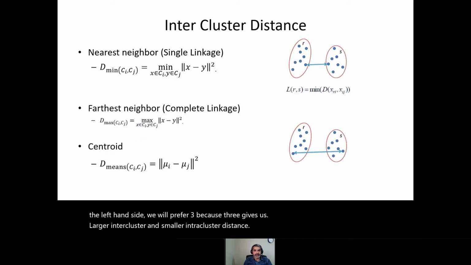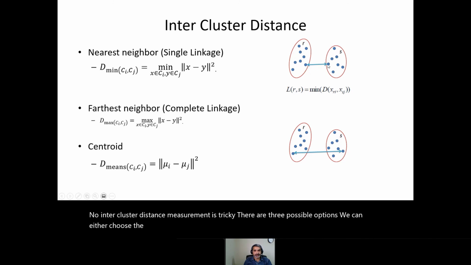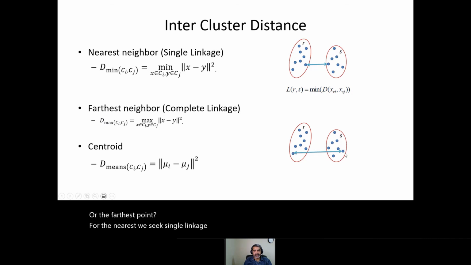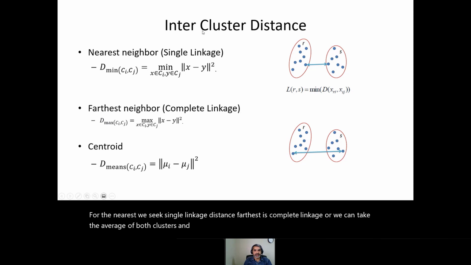Now, intercluster distance measurement is tricky. There are 3 possible options. We can either choose the nearest points in both the clusters or the farthest points. For the nearest, we say single linkage distance. Farthest is complete linkage. Or we can take the average of both clusters and use that distance to measure intercluster distance.